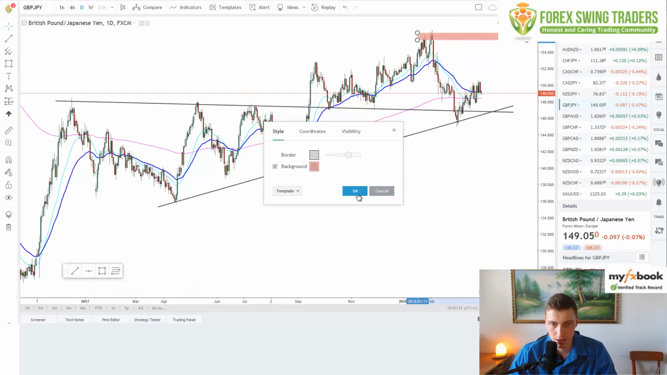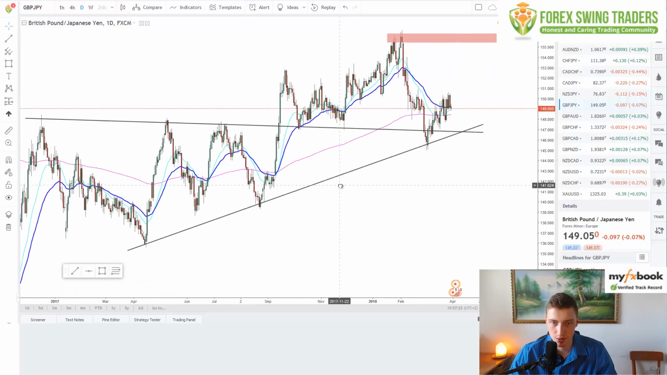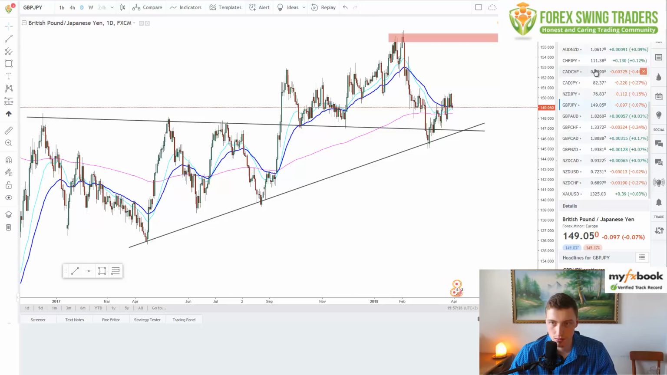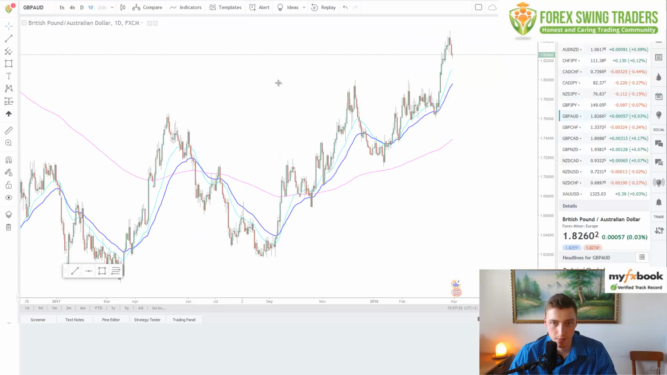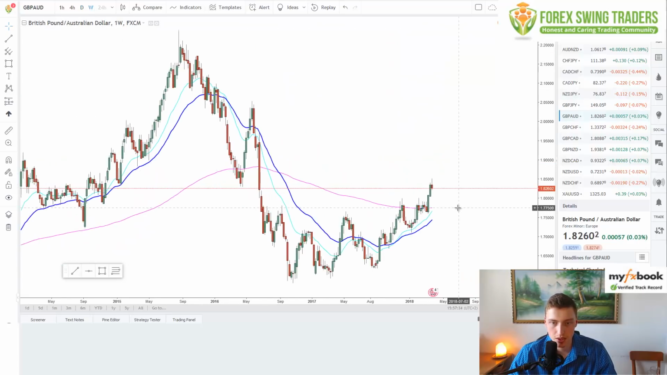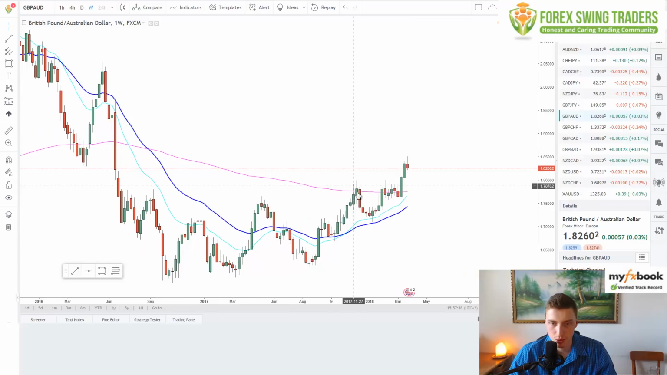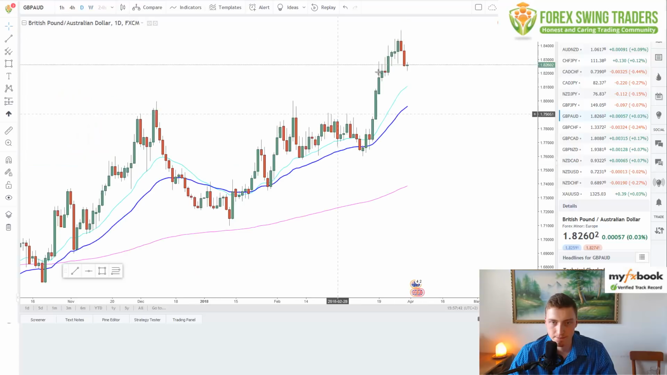You can see that our trading style is very simplified and is designed to reduce the stress as much as possible. Okay, Pound Aussie. Pound Aussie is actually still in, you can see, a very nice bullish weekly trend, and price is now sort of hitting a swing high. Okay, and on a daily time frame we are getting sort of a bearish price action.